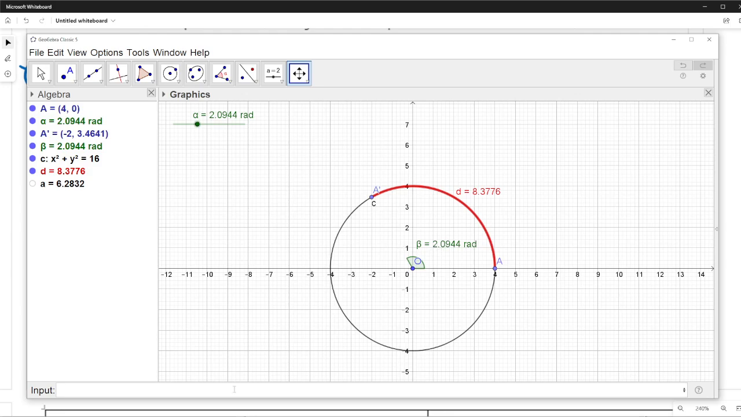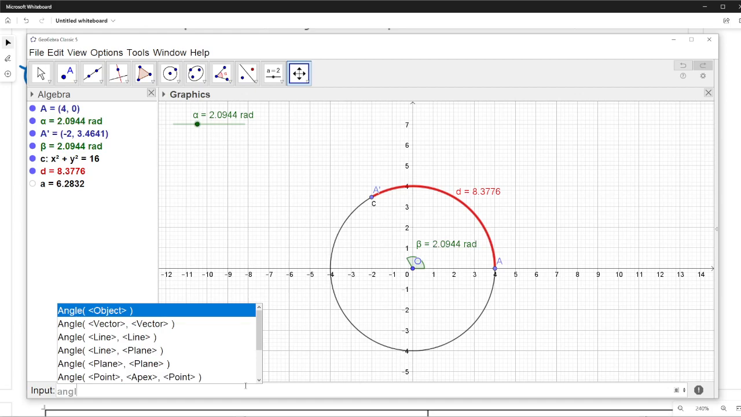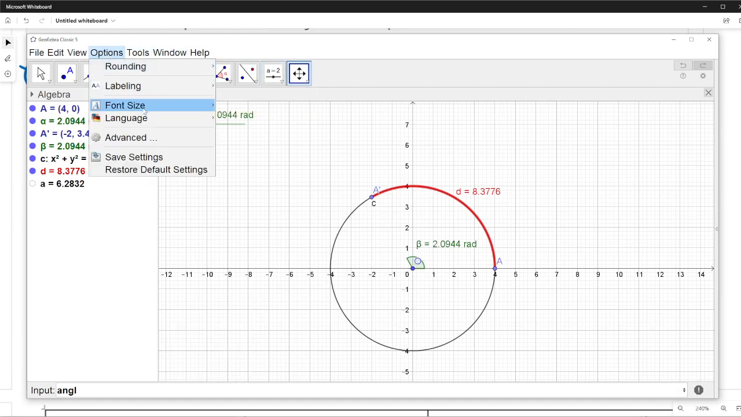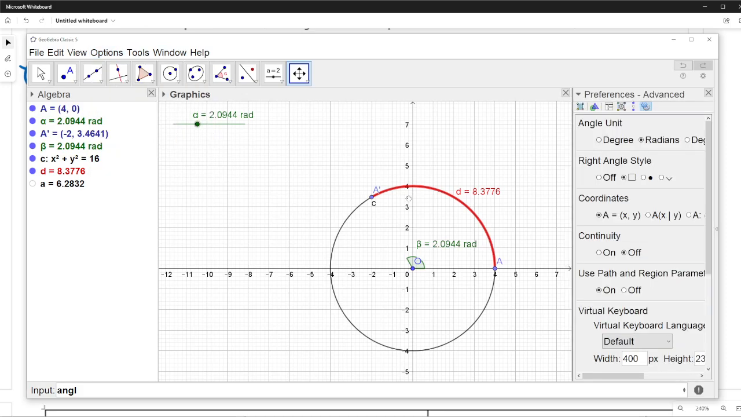If I want to convert that into degrees, I could go, so the angle. Obviously I'm on GeoGebra, right? So one thing I could easily do is just change the settings. I just go from angle unit over to degree, and you can see that the degree is 120, right? So 2.0944 rad, I switch it to degrees, 120.